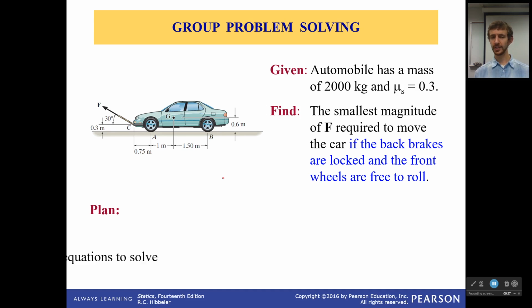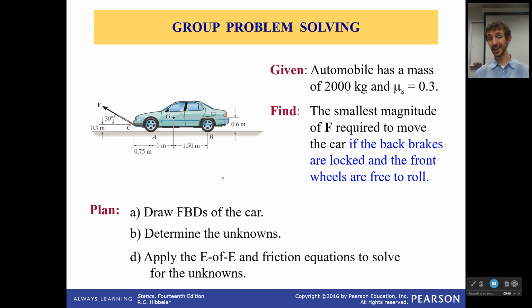So what's your plan? Let's get a plan. Draw free body diagram, determine unknowns, and solve your equations, equilibrium, and friction equations. You're like, but this is the same plan as always, and it always works. Algebra is hard, but that's really all that comes into this. So go forth. You can do this. I have complete confidence in all of you.